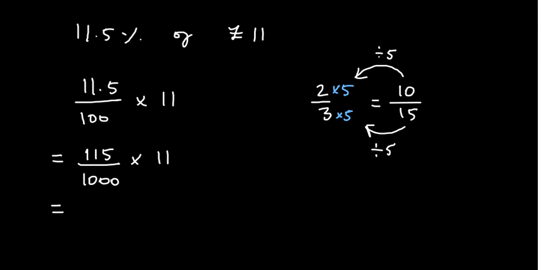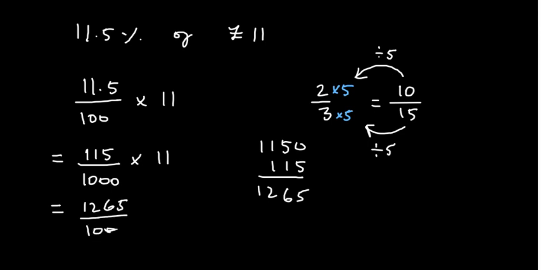So 115 times 11, that would give, so 115 times 10 is 1150, and then times 1 is 115, so that would be 1150 plus 115, which is simply 1265. So we would get 1265 over 1,000, and that would become £1.27 to 2 decimal places, because you can't have 3 decimal places in a currency.